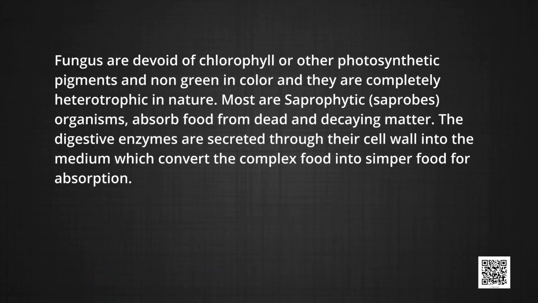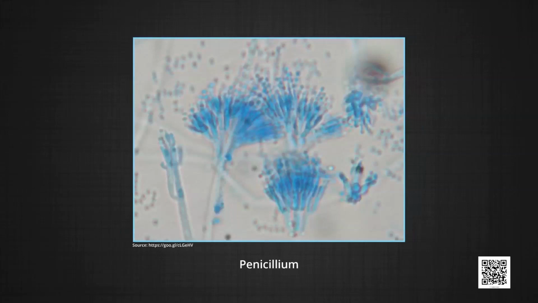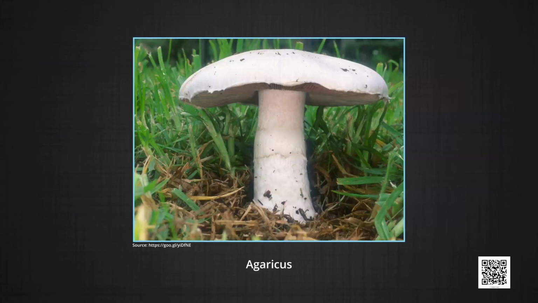Fungi are devoid of chlorophyll or other photosynthetic pigments and are non-green in color, and they are completely heterotrophic in nature. Most are saprophytic, meaning saprobes, organisms that absorb food from dead and decaying matter. The digestive enzymes are secreted through their cell wall into the medium, which convert the complex food into simpler food for absorption. Examples: Mucor, Penicillium, Aspergillus, Agaricus, mushrooms, etc. Basically, fungi are decomposers. They help in recycling of inorganic and organic molecules in the biosphere.